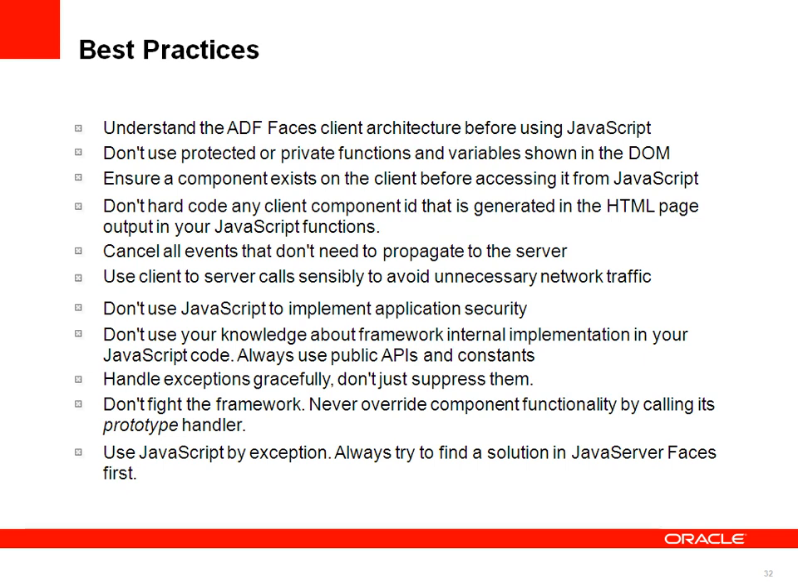Cancel all events that you don't need to propagate to the server, because that is an unnecessary round trip. You don't want to do this. So on the event object, in my case always named evt, call cancel if you don't need this to be going to the server. Use client to server calls sensibly to avoid unnecessary network traffic, which also goes in line with a cancelled event. Don't use JavaScript for any sort of application security implementation. Application security coded in JavaScript is not secure.